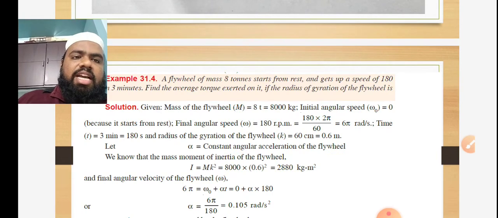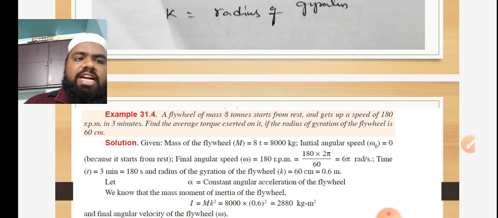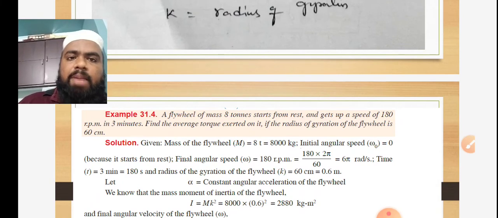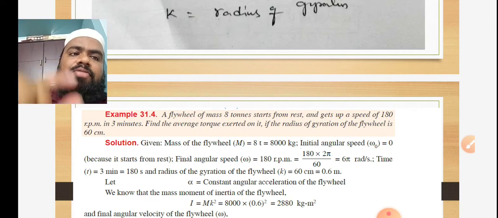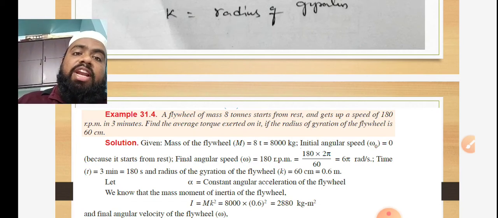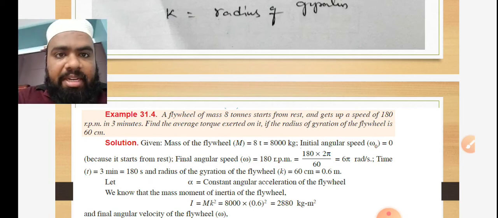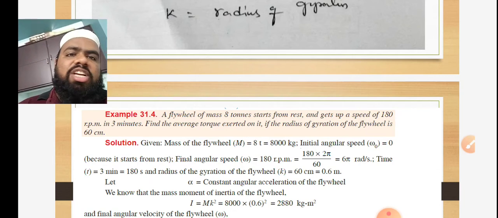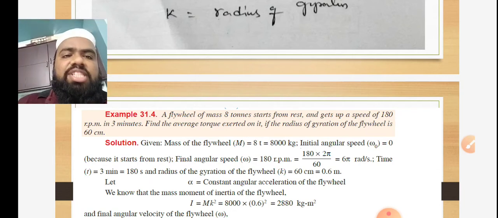Now, a flywheel of mass 8 tons starts from rest and gets up to a speed of 180 rpm. Rpm is nothing but revolutions per minute. So in 60 seconds the wheel makes 180 rotations. Find the average torque exerted on it if the radius of gyration of the flywheel is 60 centimeters. Here the radius of the flywheel is not given, he has given the radius of gyration, so k is equal to 60 centimeters.